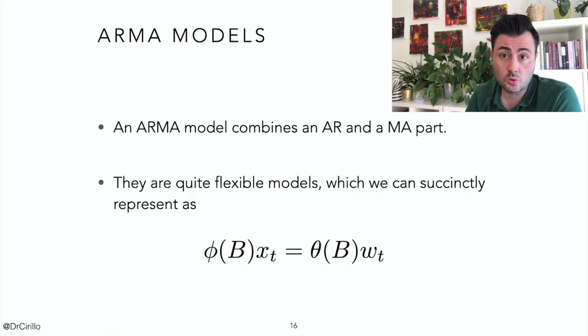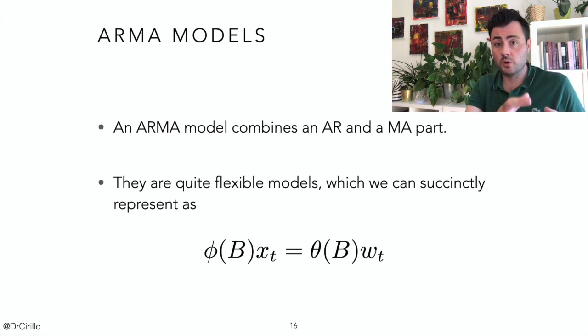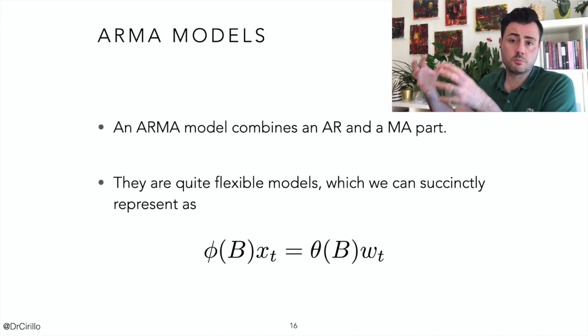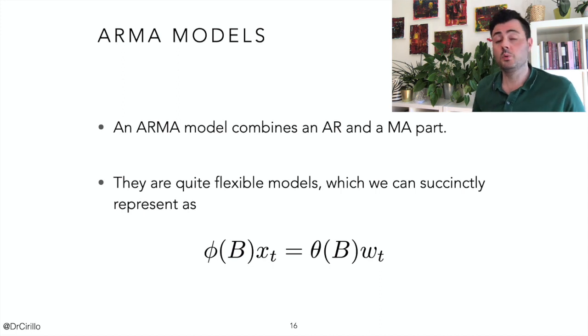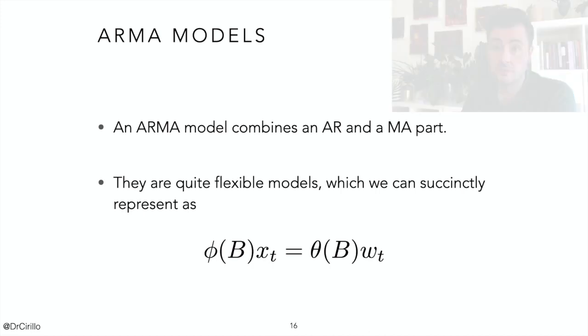An ARMA model of order P and Q is nothing more than a model that combines an autoregressive component of order P and a moving average component of order Q. We can represent an ARMA(P,Q) model in many ways, but the most convenient way is what you see on your screen in terms of the operators phi of B and theta of B. In the next lesson, we will give more details about ARMA models, okay?